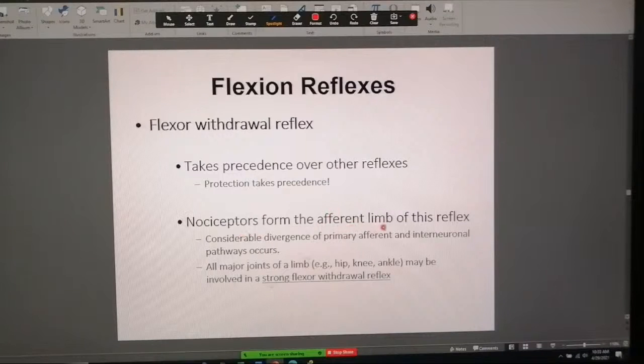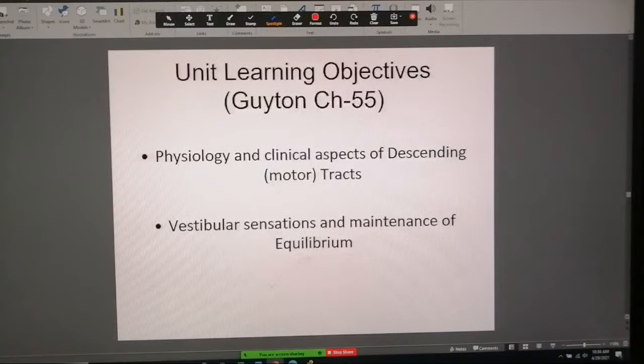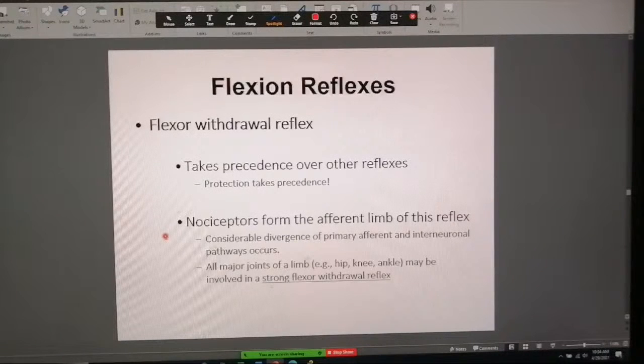Now, aside from the afferent limb of reflexes, it's a strong flexor response. All the major joints of a limb may be involved. And if it's a very strong withdrawal reflex, even in the lower limb, then the lower limb, say on the right side, will involve the left side lower limb. And if it's strong enough, it will also involve the upper limbs as well. This is what he's saying. This is how deeply embedded these reflexes are. With that, we come to an end of the first chapter of Guyton.